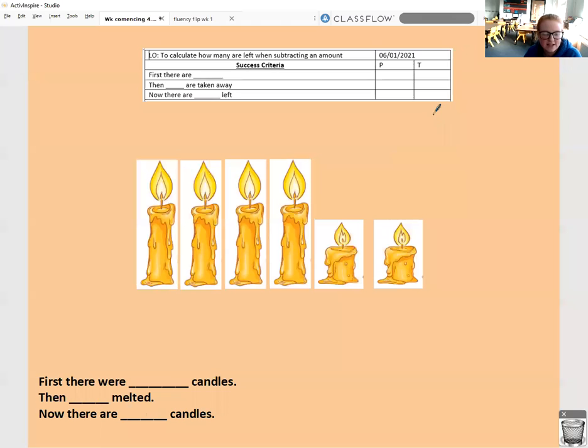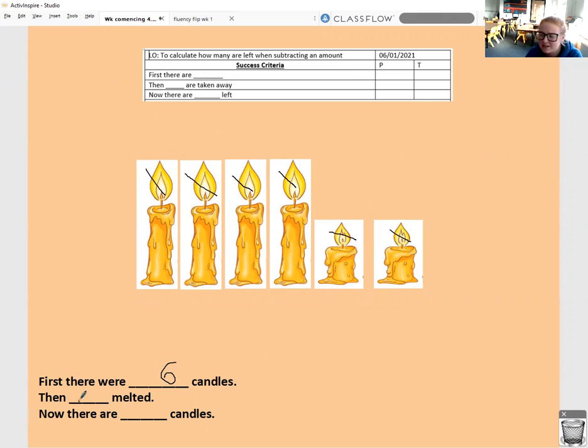Okay, so this time we've got candles. How many candles have we got to start with? How many candles were there all together? Let's have a look. 1, 2, 3, 4, 5, 6. To know how many candles there are to start with, we count them all. So there are 6 candles to start with.